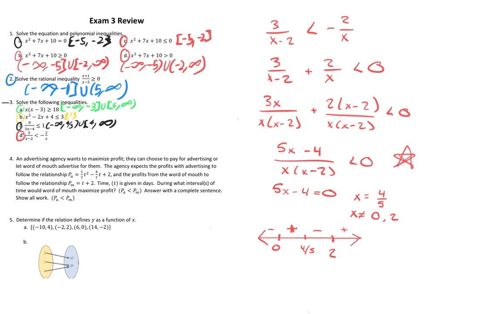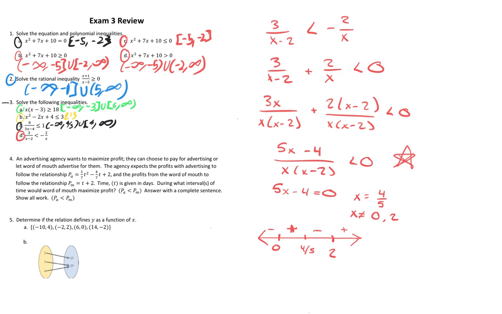So now going back to our original equation, we wanted to look for when this is less than 0. Well, we can see it's less than 0 over this interval and this interval. So now we just need to write that in interval notation as our answer.